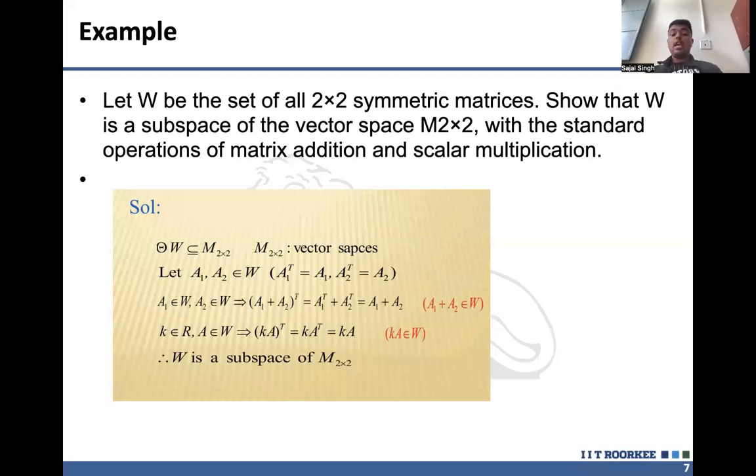Here (Ka) whole transpose is equal to Ka transpose, which is equal to Ka. Since we have proved that all the things are equal to each other, they belong to W. Therefore, W is a subspace of M2x2.